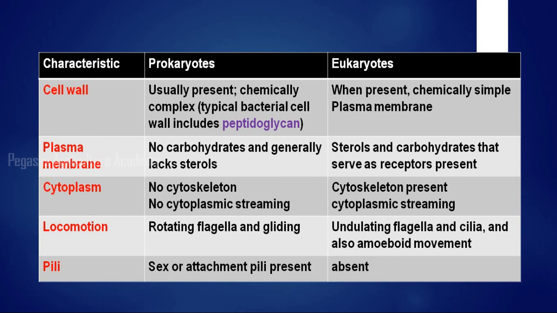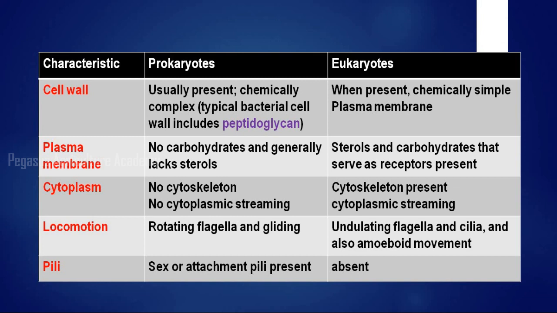In the case of locomotion, prokaryotes have a rotating flagella, and a gliding movement is seen. In eukaryotes, an undulating flagella is seen, and the movement is most of the time an amoeboid movement.